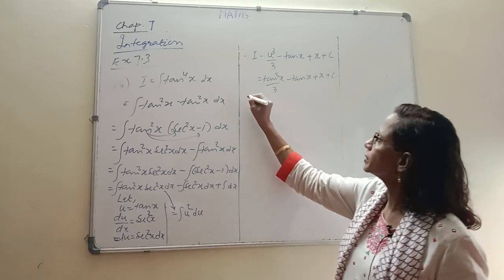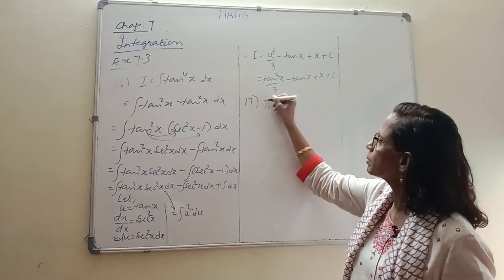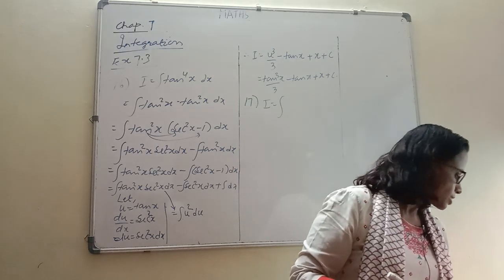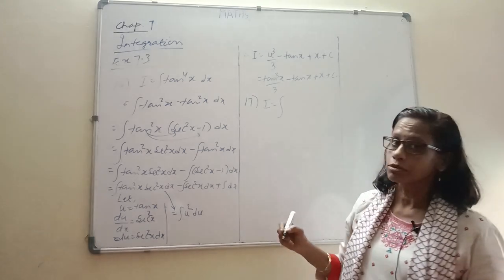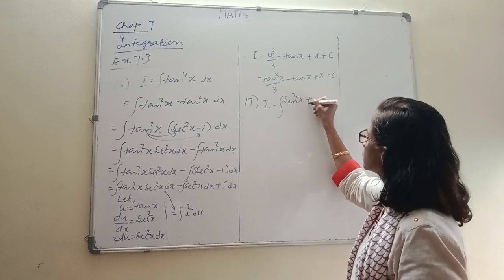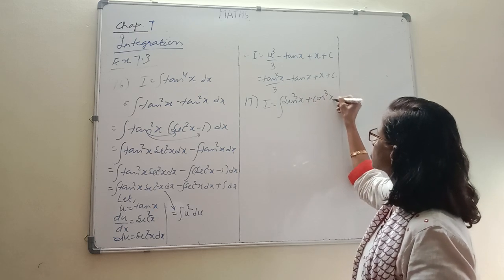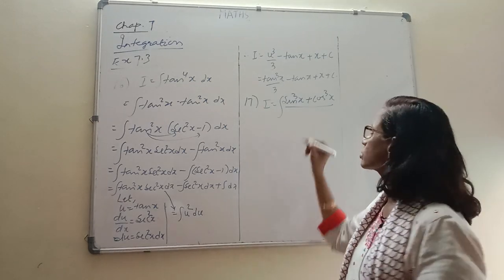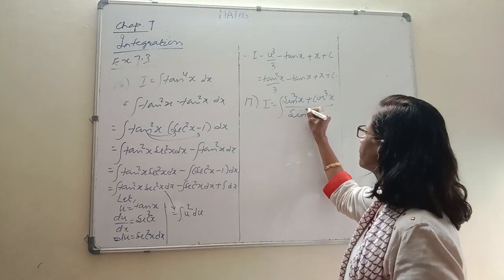That's it. So we can now go to the 17th problem, which says that I is the integral of sine cube x plus cos cube x over sine squared x cos squared x dx.